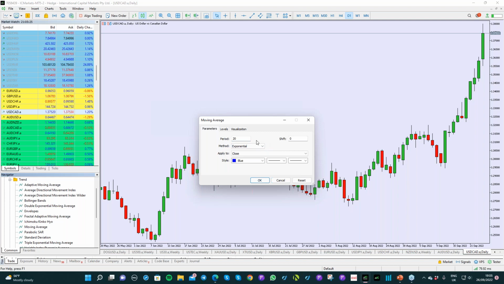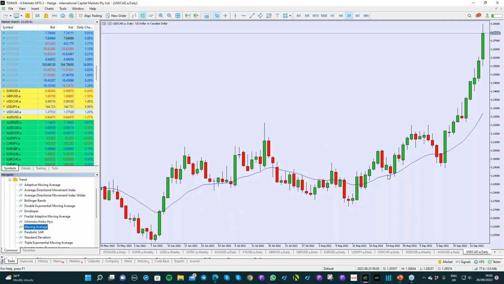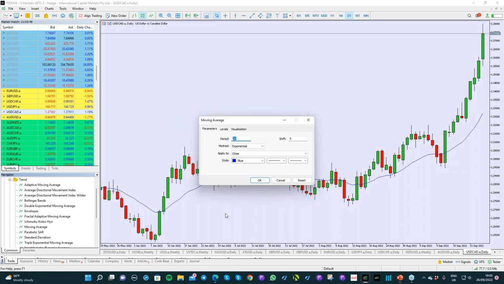It's weighted slightly more towards the most recent price action, so it reacts slightly more quickly to price, and that's what I prefer. And I put my 20 moving average in blue there. We can select the color down here. So I'm just going to click on OK, and that will put the 20 moving average onto my chart. I'm going to do this 3 more times. So I'm going to drag and drop another moving average, and that's going to be my 10 moving average.